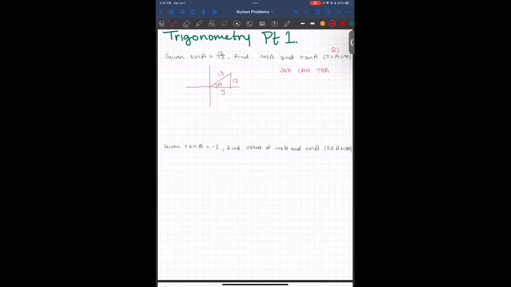And we want to now figure out what cosine is. Cosine A is adjacent over hypotenuse, so that would be 5 over 13. And tangent A is equal to opposite over adjacent, so that would be 12 over 5. So this is all we would do for this one, knowing that we have an angle in quadrant 1.